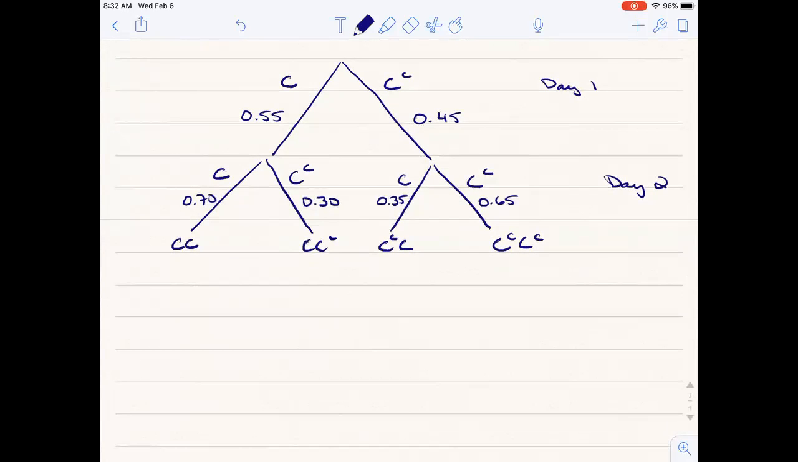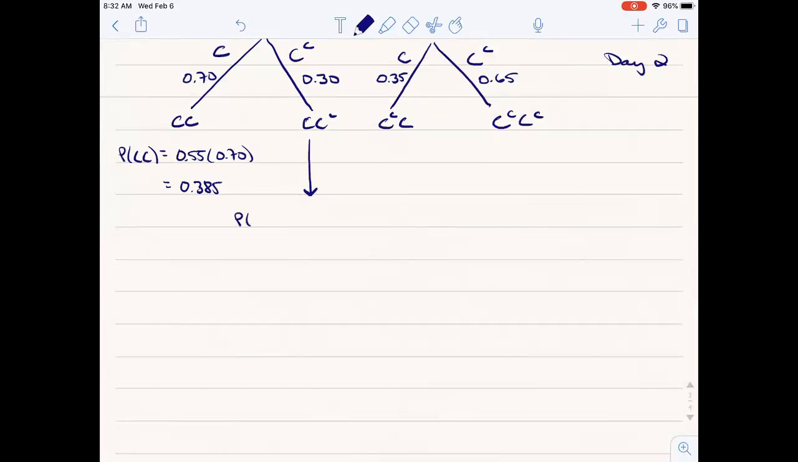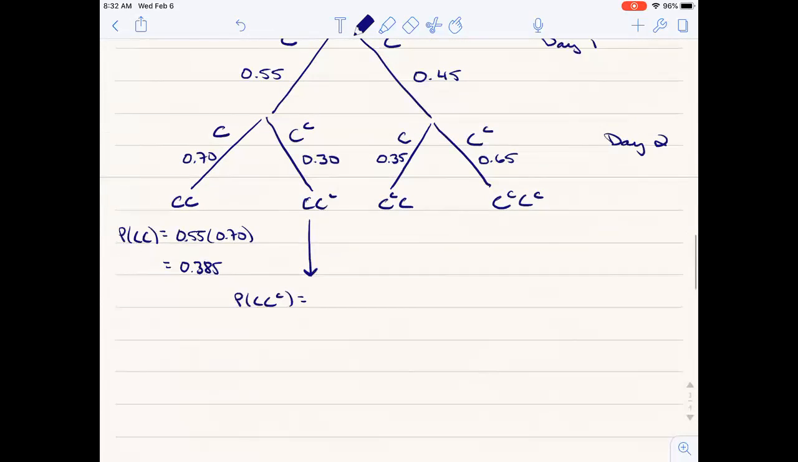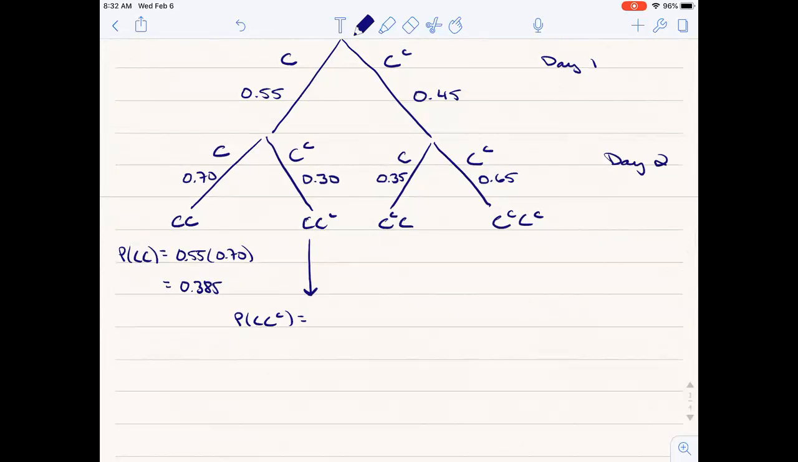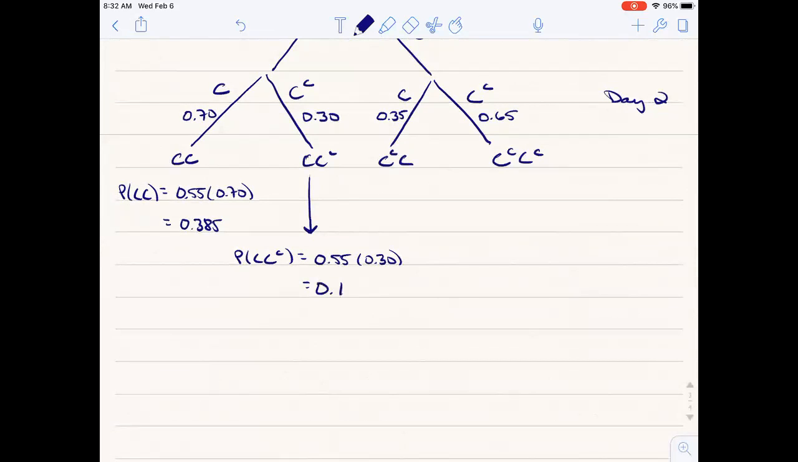So the probabilities at the end of each, right? The probability of a clear day and a clear day is 0.55 times 0.7, which is 0.385. The probability of a clear day and then not a clear day, remember we just multiplied down the branches, is 0.55 times 0.3, which is 0.165.